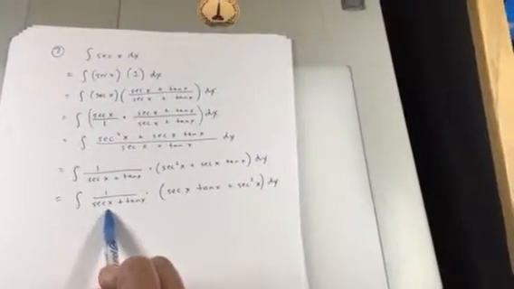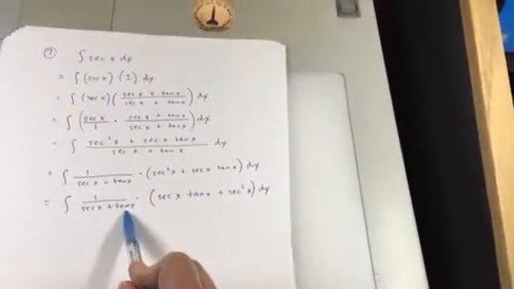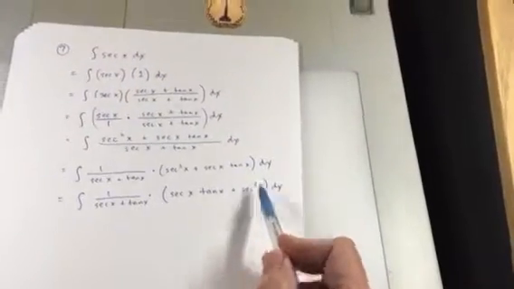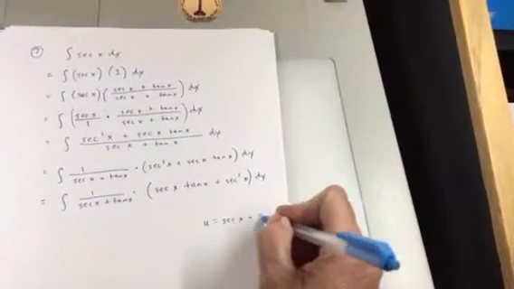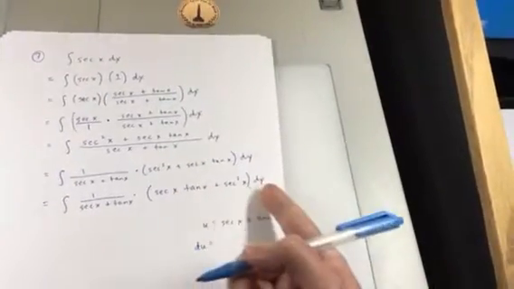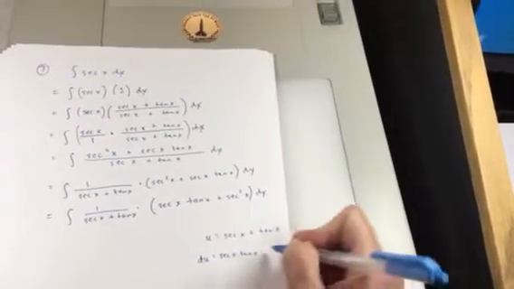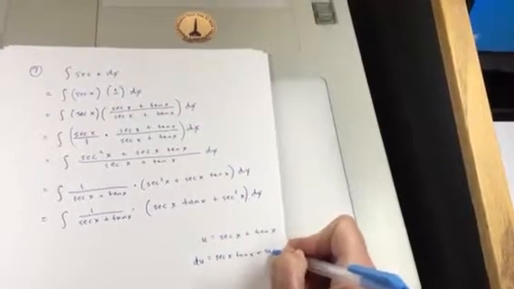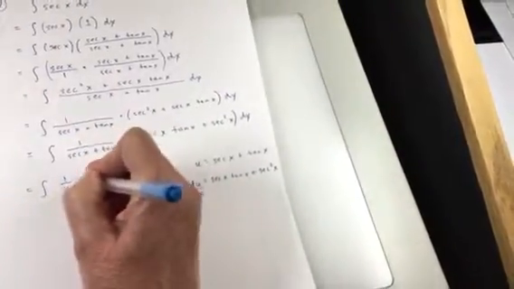What's the derivative of secant x? Secant tangent. What's the derivative of tangent x? Secant squared x. So if I say u is secant x plus tangent x, then du, that's right here. Du is secant x tangent x plus secant squared x, over dx, I'll put it there because I'm running out of space. So here it is. This is the integral of 1 over u du.